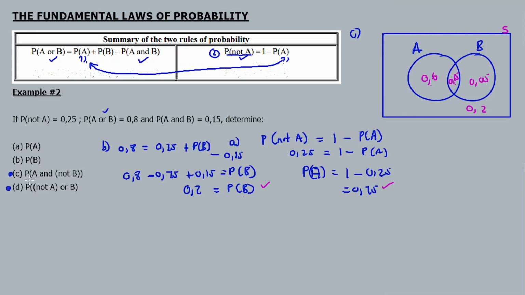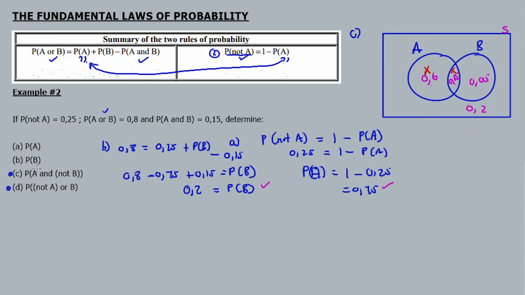Now we want to answer the question for C: the probability of A and not B. A and not B. Now for A, we want to answer this using the three concepts: intersection, union, as well as the complement of. So event A has the values 0.6 and 0.15.